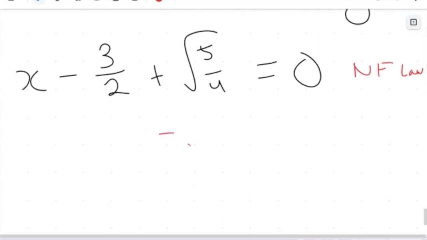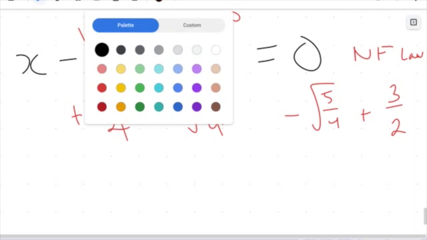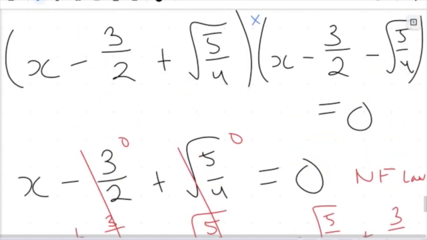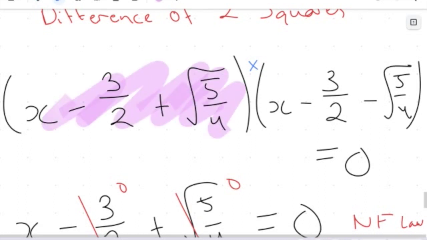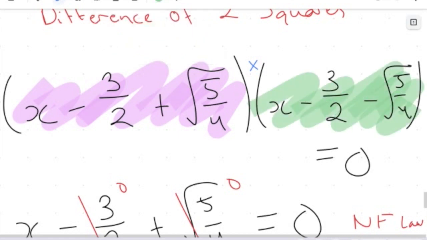So I'm going to subtract root 5 on 4 from both sides, which will clear this, and I'm going to add 3 on 2 to both sides to clear this, leaving me with x on its own on the left-hand side, equaling 3 over 2 minus root 5 on 4. So that is this guy over here. That is a value for x that makes this left-hand bracket equal to 0. Now we want to find a value for x that makes this right-hand bracket equal to 0.